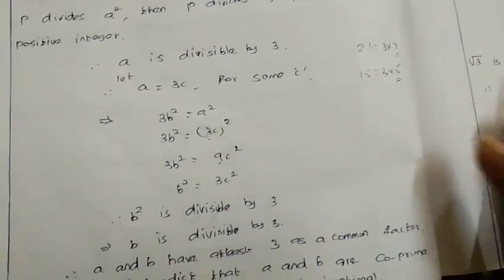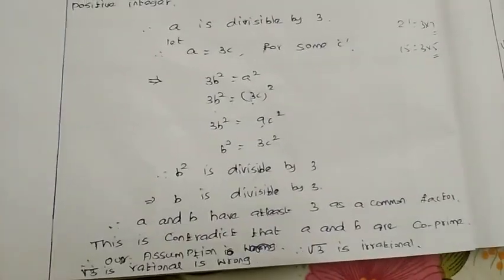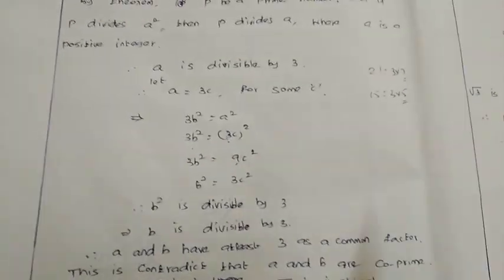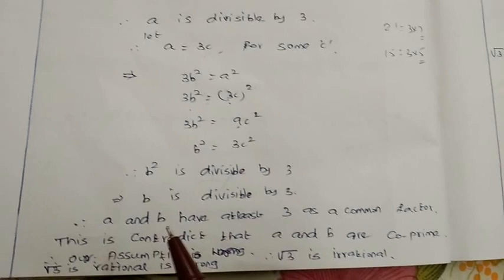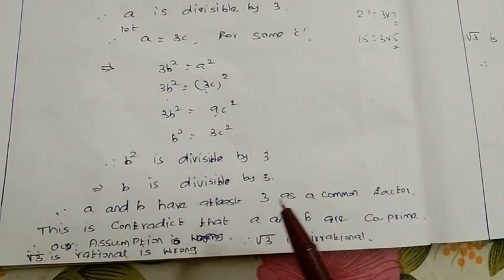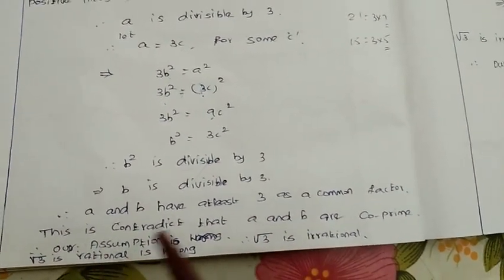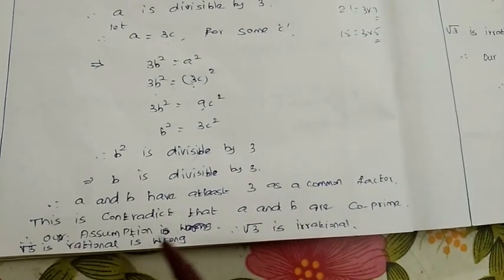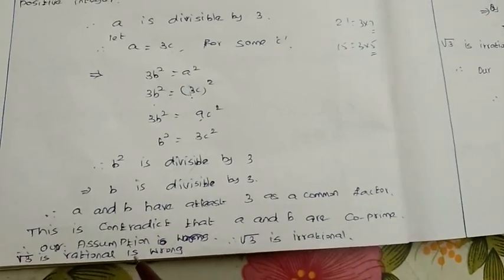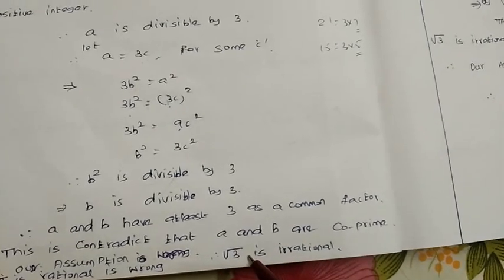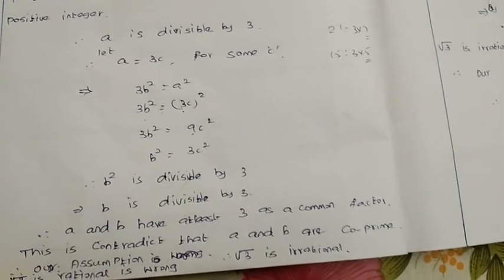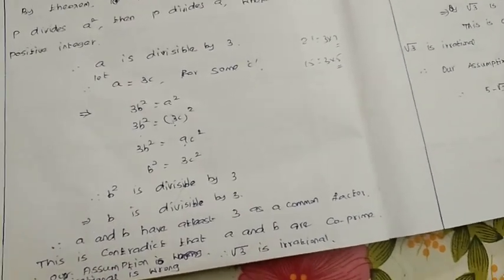That is, both a and b are divisible by 3. But our assumption is that a and b are coprime, with no common factor. But here we have a common factor: a and b have at least 3 as a common factor. This contradicts our assumption that a and b are coprime. That is, our assumption is wrong. Therefore root 3 is an irrational number. Our assumption was that root 3 is rational, so this is a contradiction. Root 3 is an irrational number.